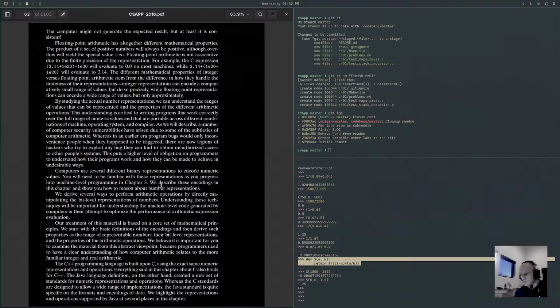Computers use several different binary representations to encode numeric values. You will need to be familiar with these representations as you progress into machine-level programming. In Chapter 3, we describe these encodings in this chapter and show you how to reason about them.